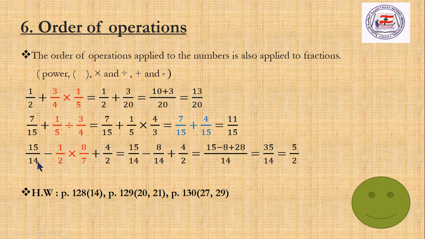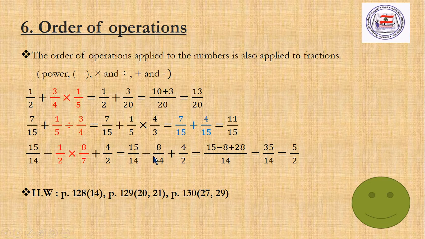We have 15/14 minus 1/2 times 8/7 plus 4/2. With what do I start? With multiplication. 1 times 8 is equal to 8. 2 times 7 is equal to 14. I write 15/14 minus 8/14 plus 4/2.